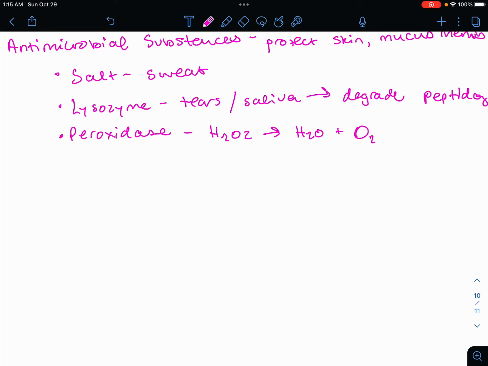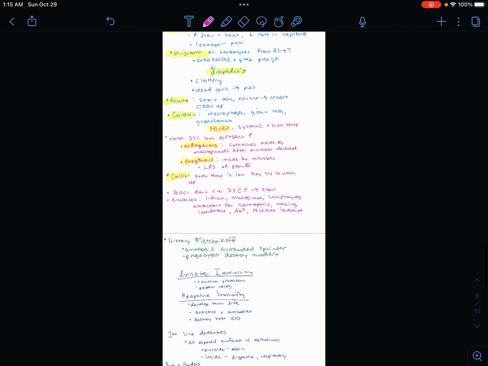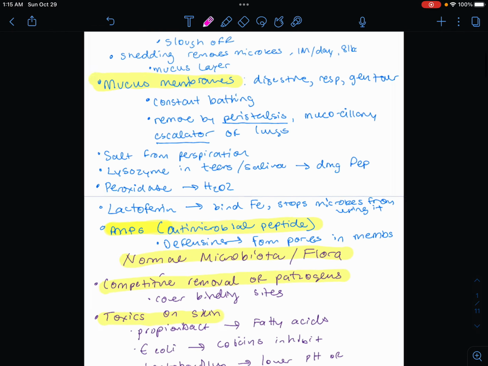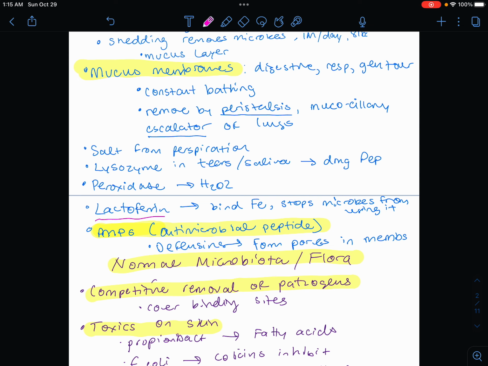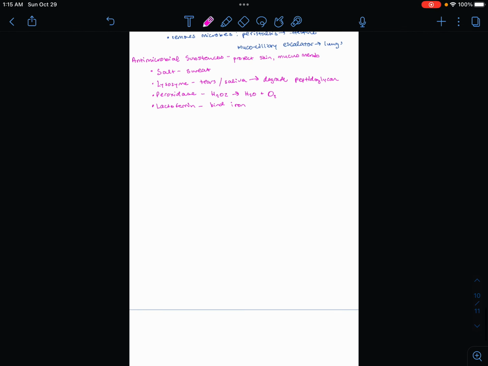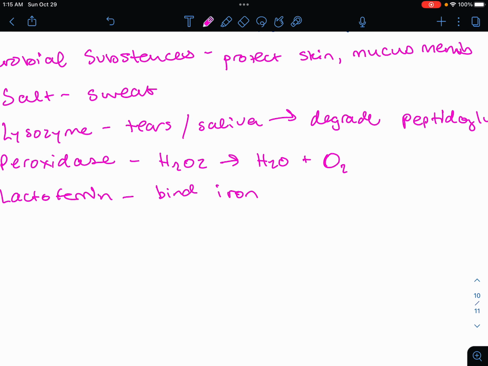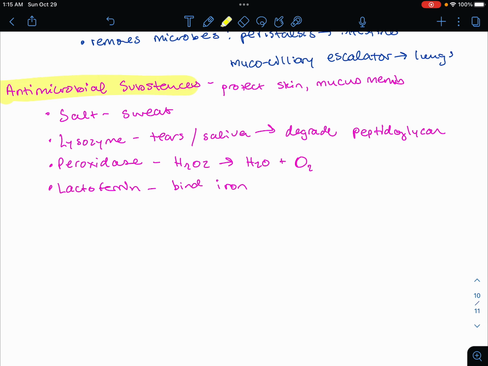We also have lactoferrin. And this is going to bind iron. You might be wondering, why are we binding iron? That kind of sounds a little bit strange, right? So lactoferrin will bind iron, and this stops microbes from using this metal for their own nutrition and their own metabolic processes. We do need trace amounts of metals, and if we're able to use lactoferrin to bind it and really hold it in there, then the microbes aren't able to use that nutrient.